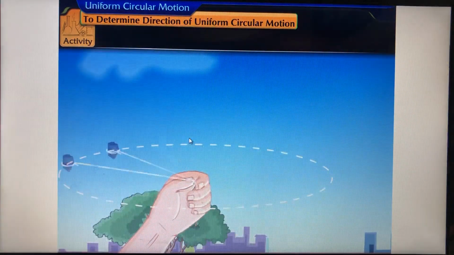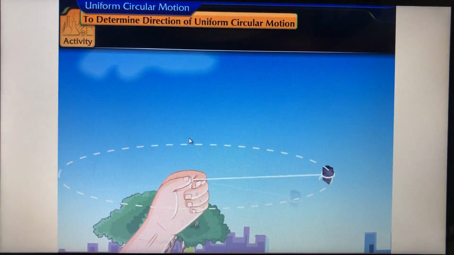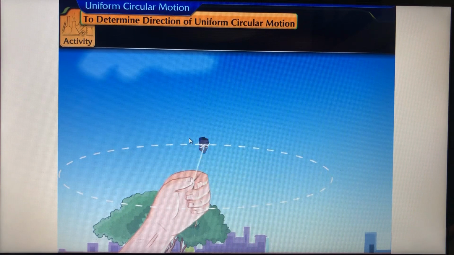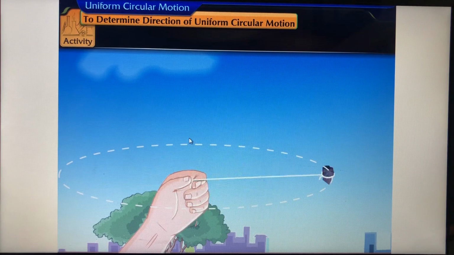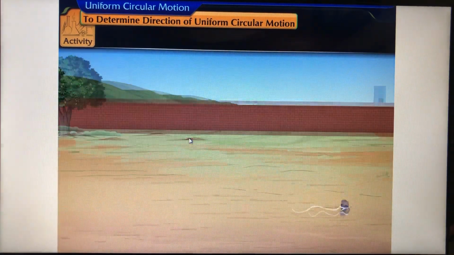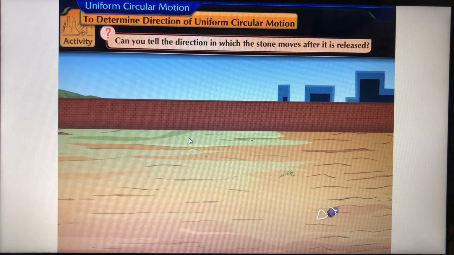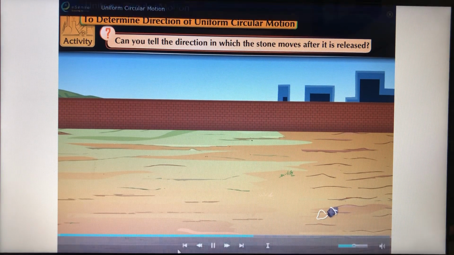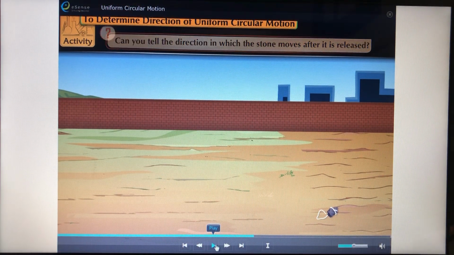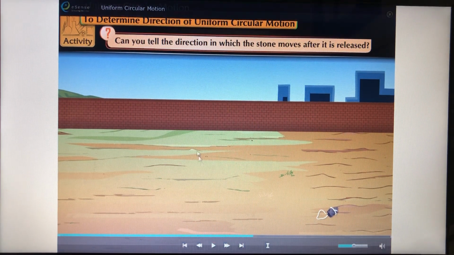Move the stone in a circular path with constant speed by holding the thread at the other end. Now, let the stone go by releasing the thread. Can you tell the direction in which the stone moves after it is released? Read the question. Can you tell the direction in which the stone moves after it is released?